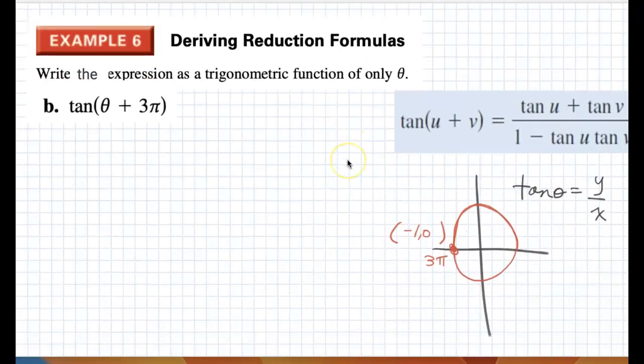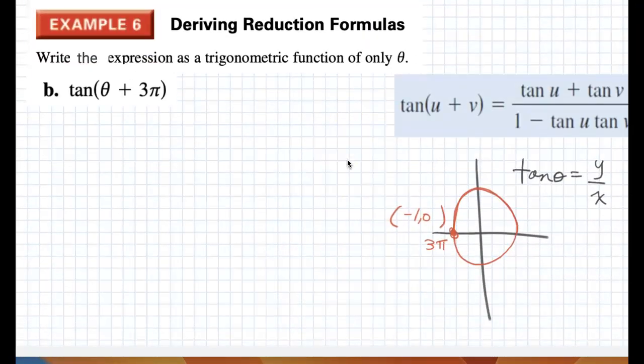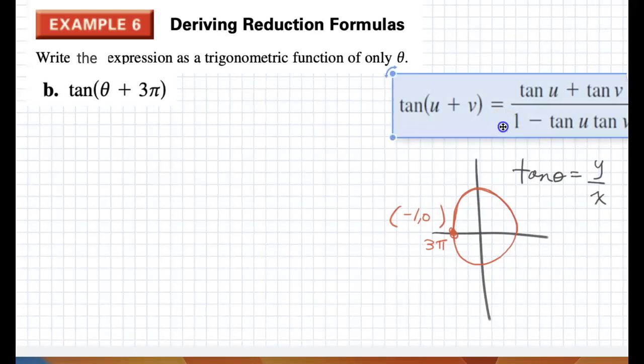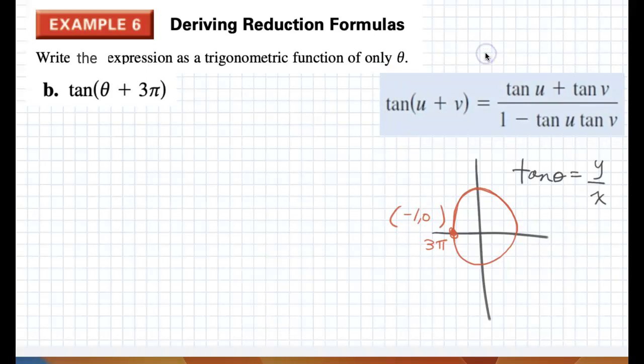Similar sort of idea comes at you in part B. Reduction formula, this time around tangent. So I think this is the first example involving one of the tangent addition or subtraction identities, formulas. So give that one a go just straight away. There's the formula.